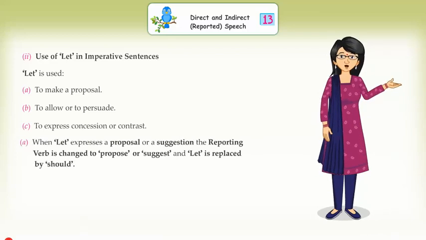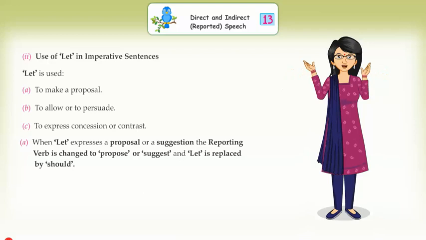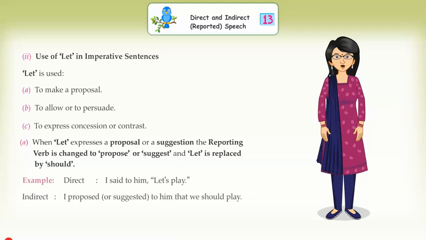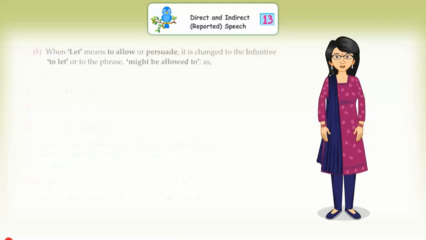A. When let expresses a proposal or a suggestion, the reporting verb is changed to propose or suggest and let is replaced by should. Example, direct. I said to him, let's play. Indirect. I proposed or suggested to him that we should play.